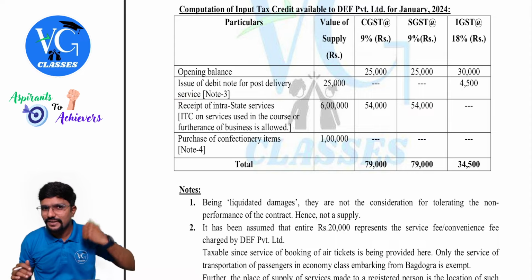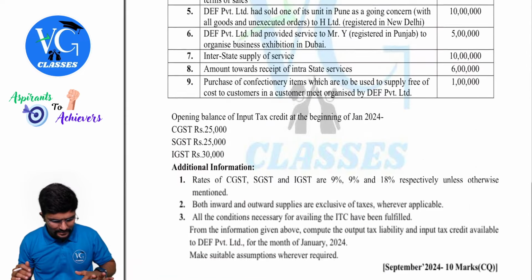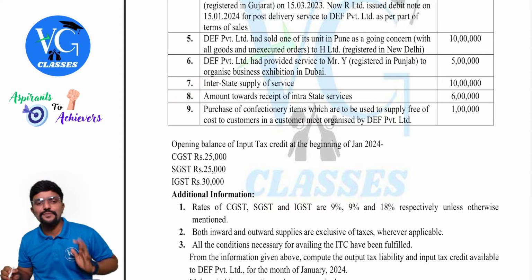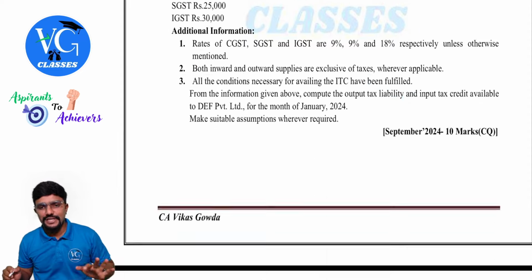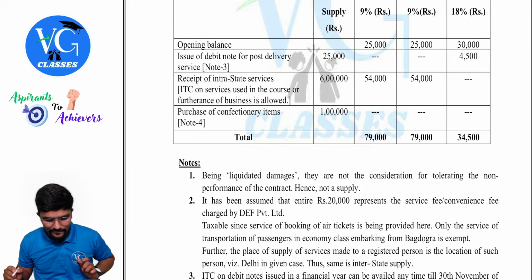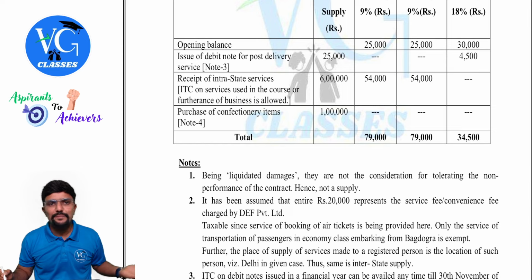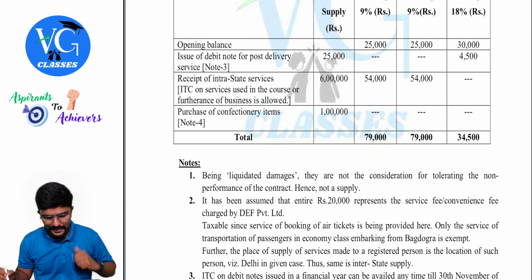Next, receipt of intrastate services. That is the last item, whichever I just now told a few seconds back. This one, sorry. Amount towards receipt of intrastate services, 6 lakh. It is the inward supply. Please be careful, guys, you don't get confused. So CGST plus SGST would be levied by my supplier. I can take it as a credit.